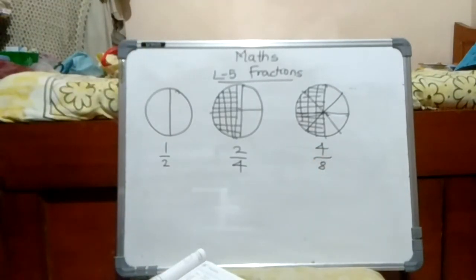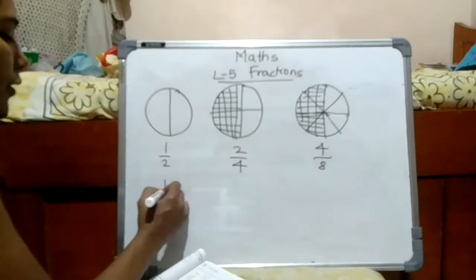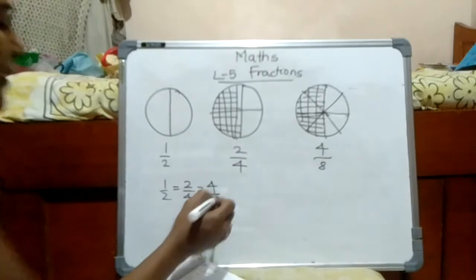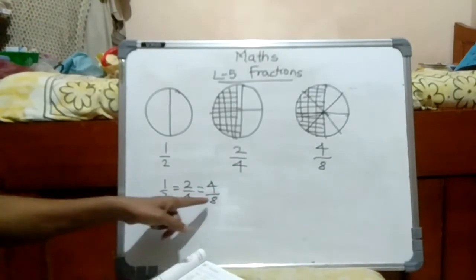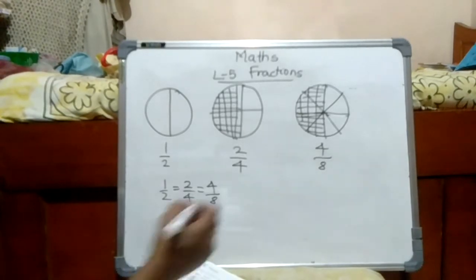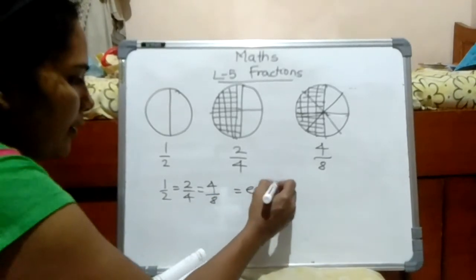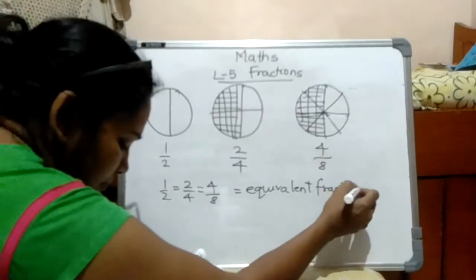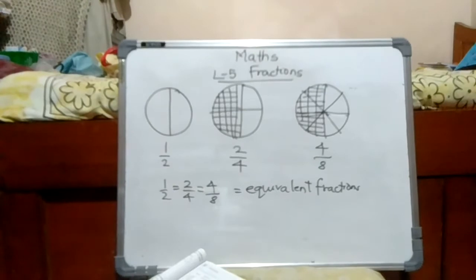Now we see that 1 upon 2 equals 2 upon 4 equals 4 upon 8. If we simplify all this, we will get 1 upon 2. This type of fractions are known as equivalent fractions. Now, how to get the equivalent fractions?